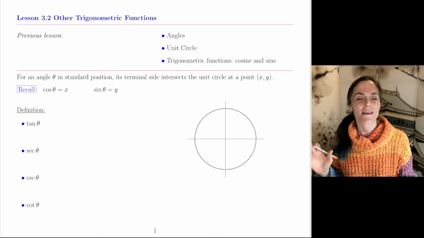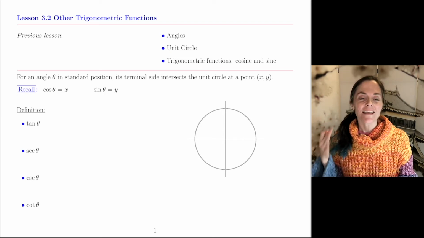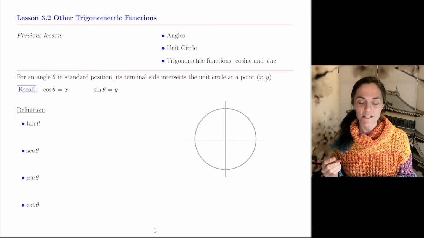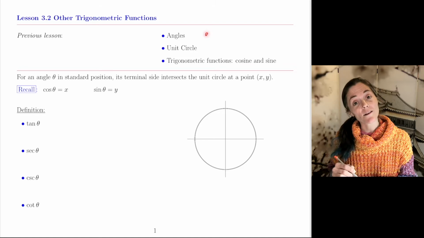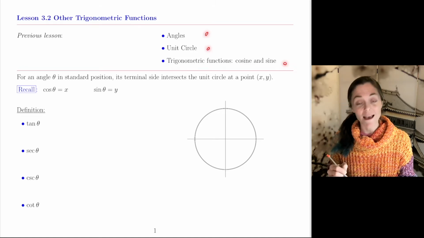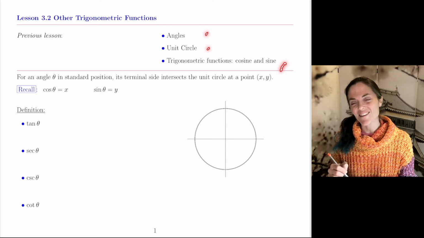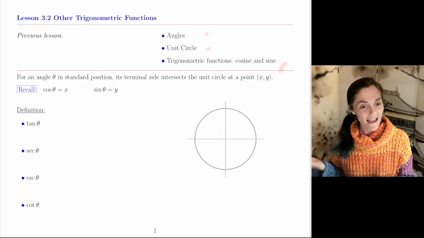We are continuing with trigonometry in lesson 3.2. Here we discuss the other trigonometric functions. So last time we had angles, we had the unit circle, and we had cosine and sine. But there are four other trigonometric functions which we will discuss right now.